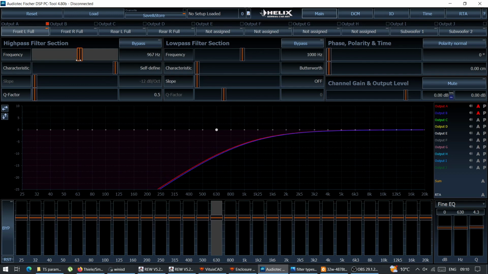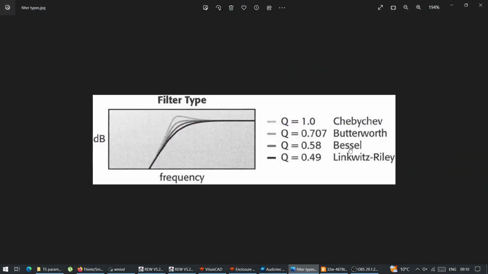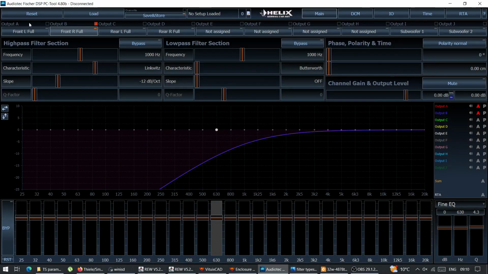So this was a kind of discovery for me that these crossover topologies have different Qs. So let's check the other one. Bessel is 0.58, so it's very close to 0.6. Let me enter 0.6. So this is self-defined 0.6, and it has a bit of a bump.